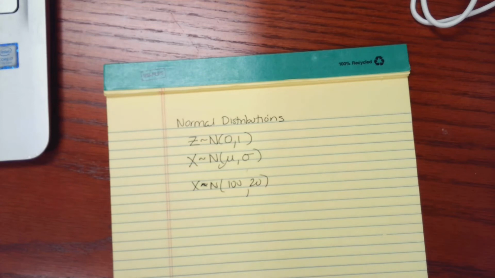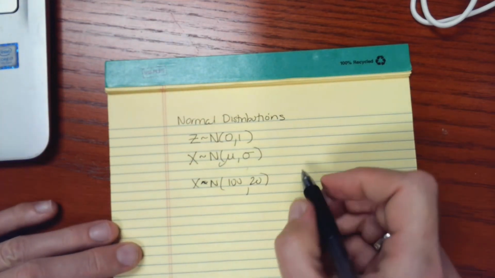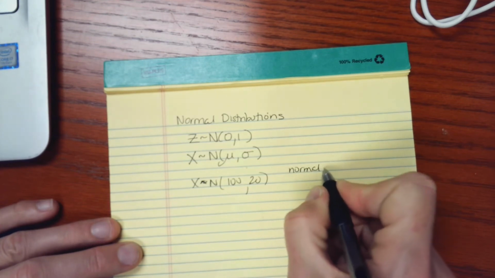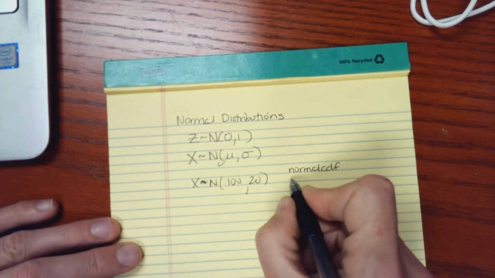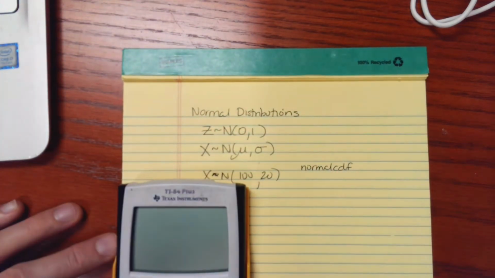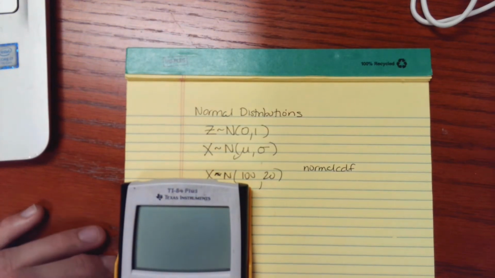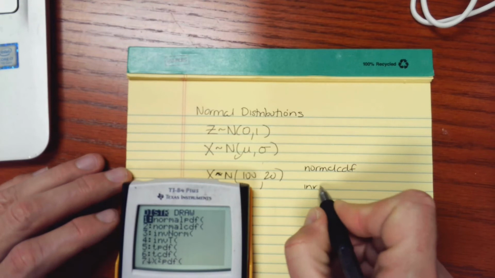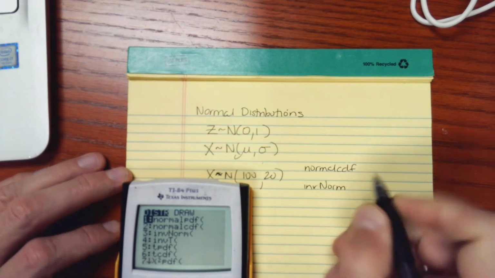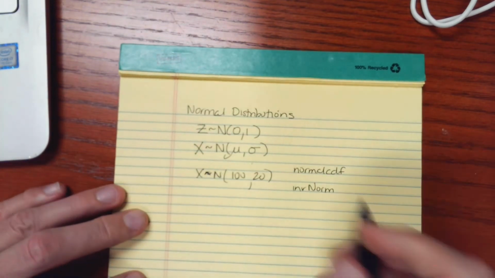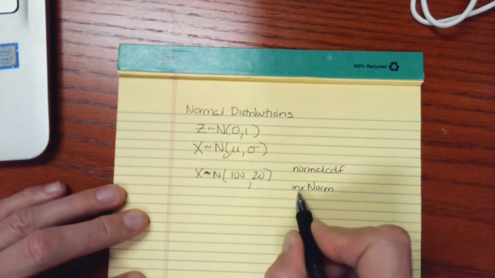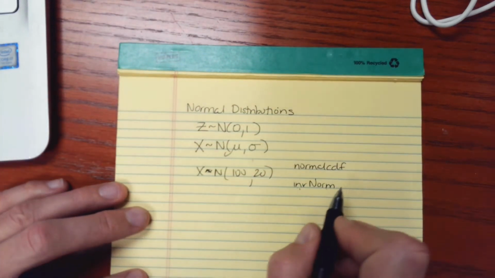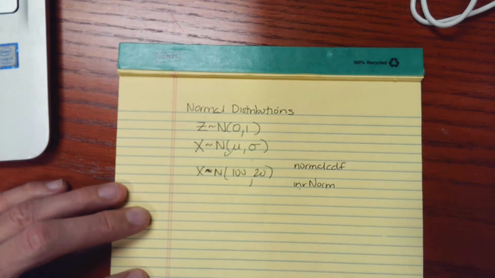And I want to make sure that we can use the normal CDF function and the inverse norm function. I pause because I sometimes use Excel, and in Excel it's just the opposite. It's norm inverse as opposed to inverse norm.